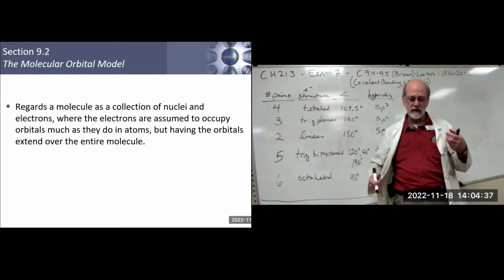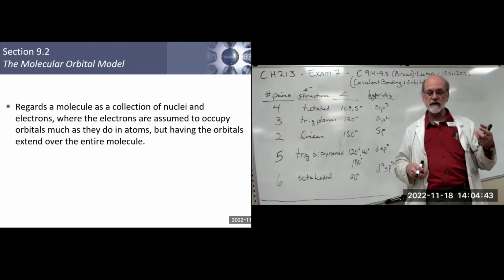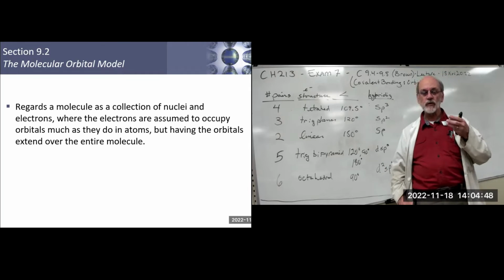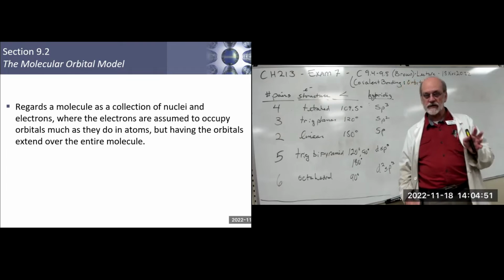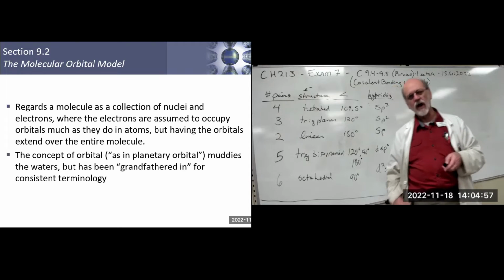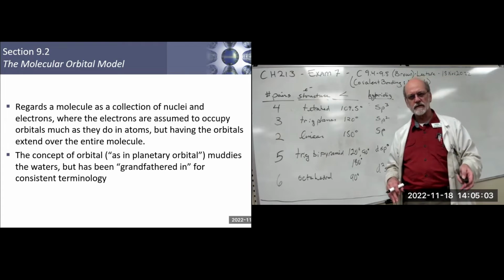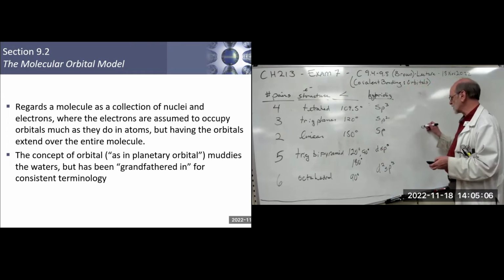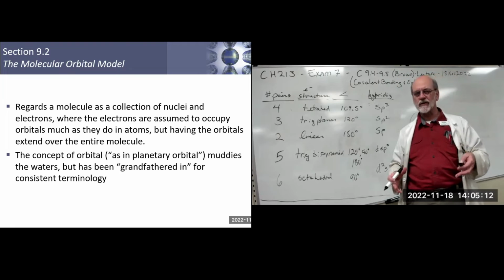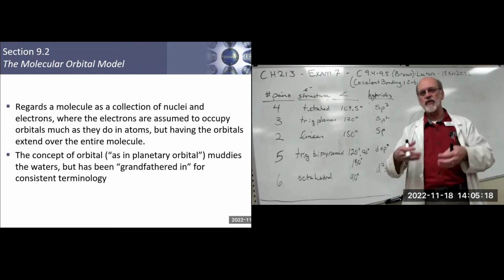There are some rules from the atomic orbitals, from the valence shell, the valence bond theory, localized electron model. There are some rules that transfer over and some that don't. So let's go through those. One comment: we call them orbitals, but they're not really orbitals. Not like planetary orbitals where you have a nucleus and electrons going around in a circle. That's sort of grandfathered in. We're stuck with that terminology. So when we say orbital, we actually mean where is the highest density of electron probability.